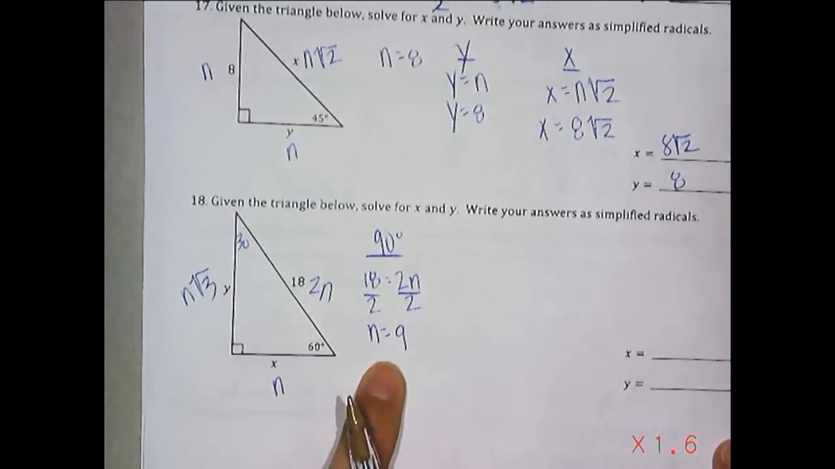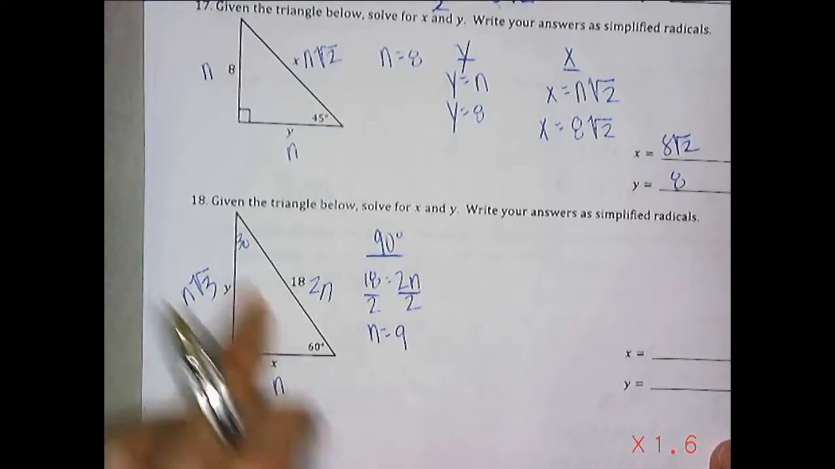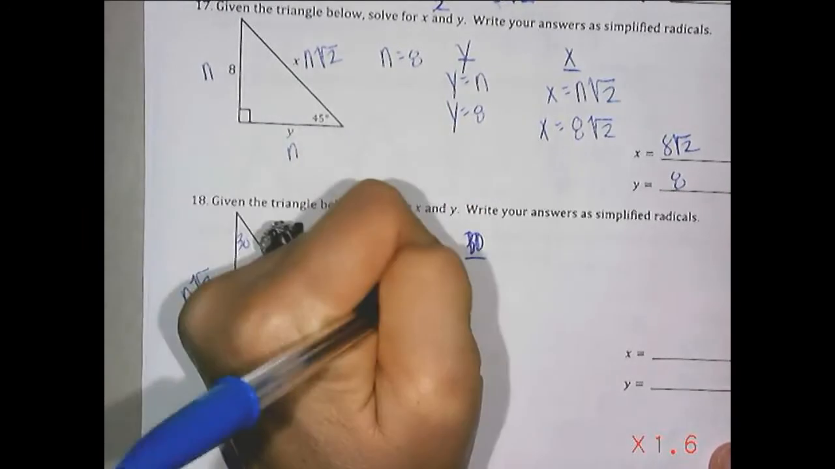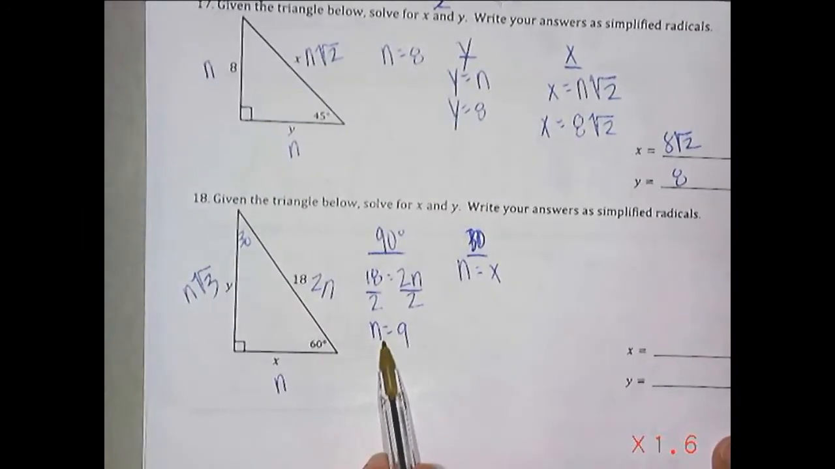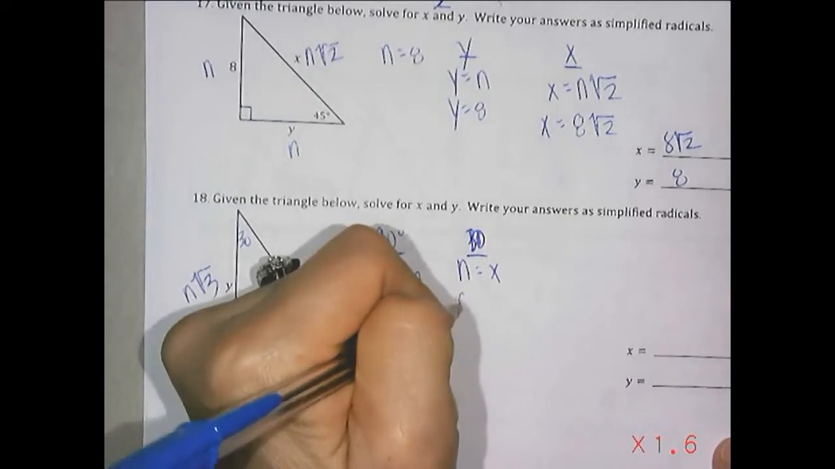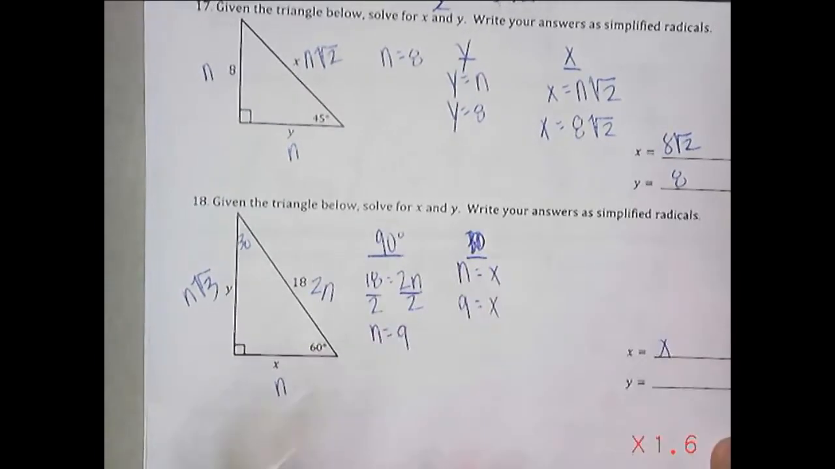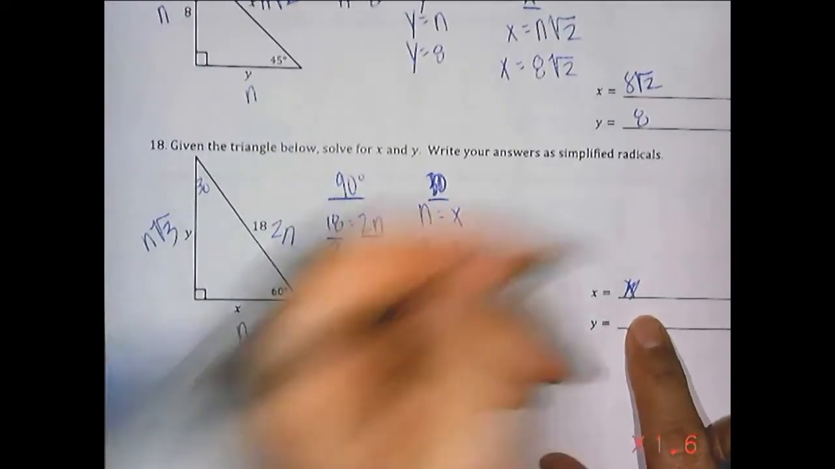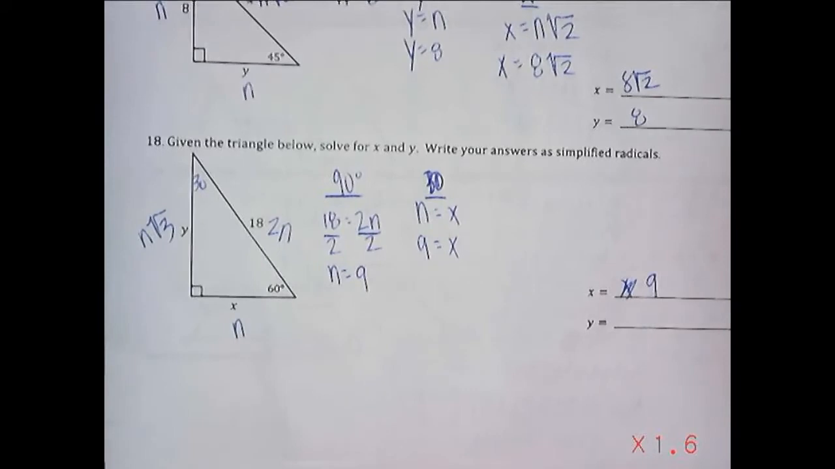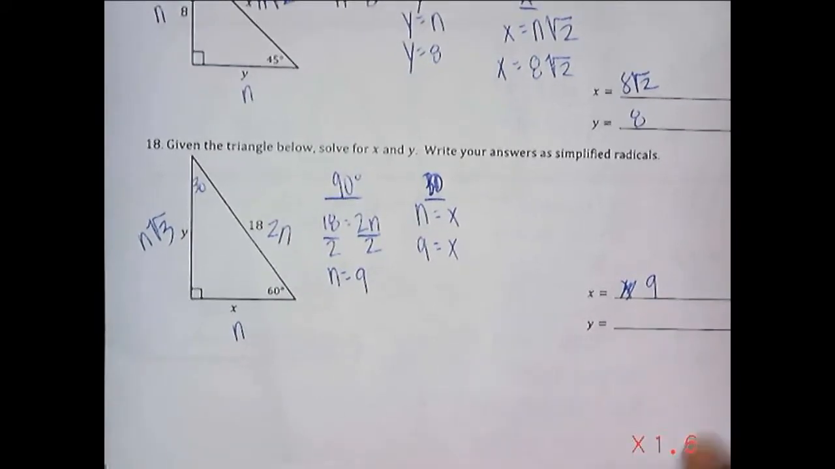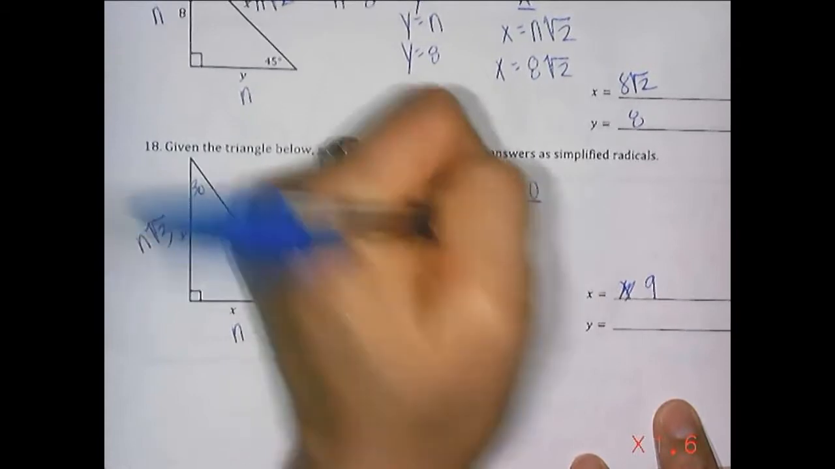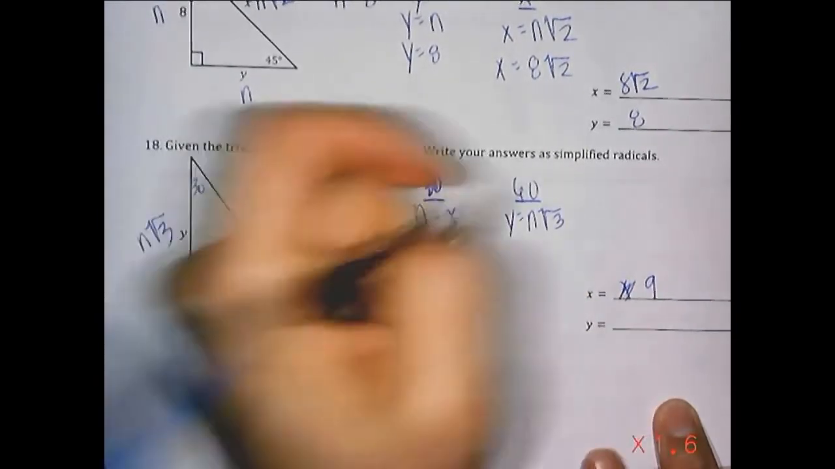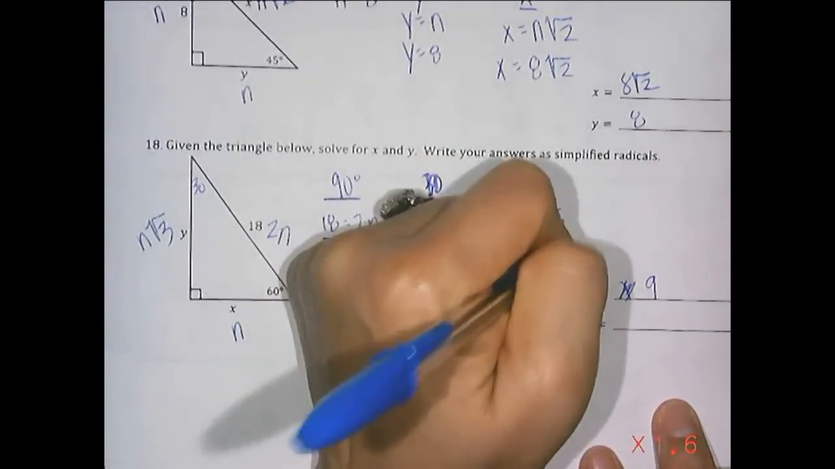Since I know what across from my 30 is, my 30 is n equals x. I just found out that n equals 9. So now I'm going to say 9 equals x. I now know how to answer. This is 9. And I'm going to go ahead and solve across from my 60. Across from my 60, y equals n rad 3. I know that n is equal to 9, so y equals 9 rad 3.